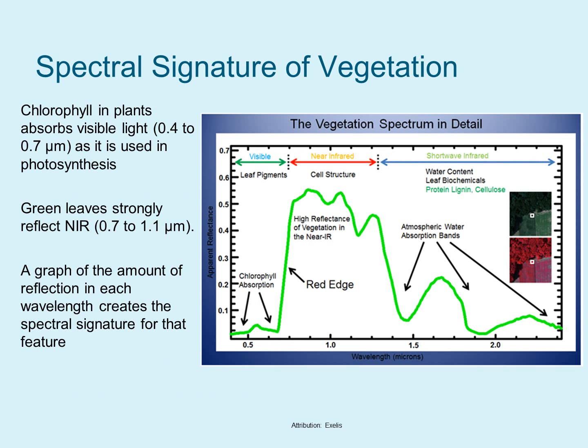Let's take a look at the spectral signature of vegetation. Chlorophyll in plants absorbs visible light from about 0.4 to 0.7 microns. Green leaves strongly reflect near-infrared, between about 0.7 to 1.1 microns. A graph of the amount of reflection in each wavelength creates a spectral signature for that particular feature.